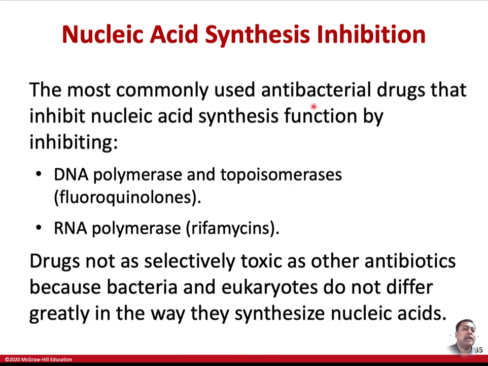The next one is nucleic acid synthesis inhibition. The most commonly used antibacterial drugs that inhibit nucleic acid synthesis function by inhibiting DNA polymerases, topoisomerases, which are the fluoroquinolones, and also there are some known as rifamycins. But these drugs, again, as I said before, are not as selectively toxic as other antibiotics, because bacteria and eukaryotes do not differ greatly in the way they synthesize these nucleic acids.